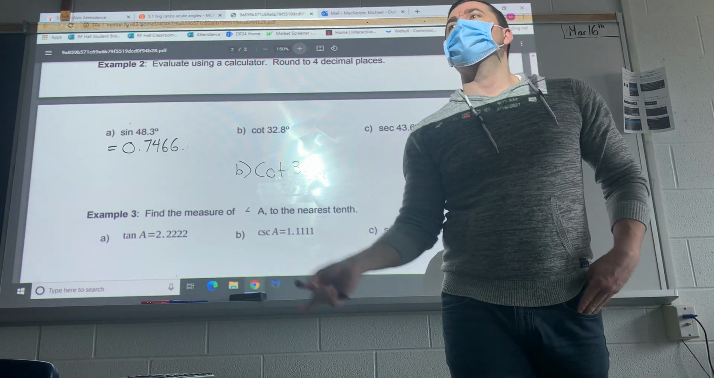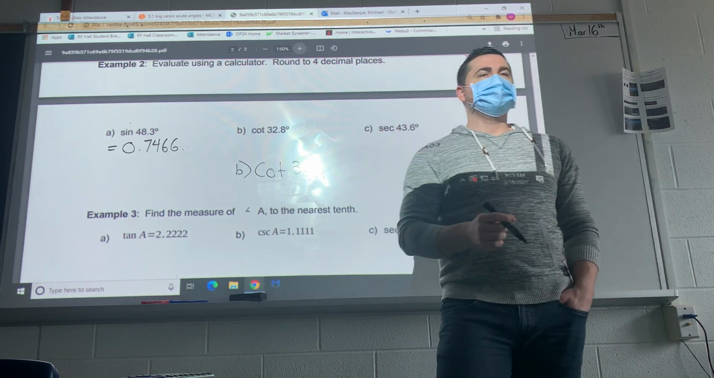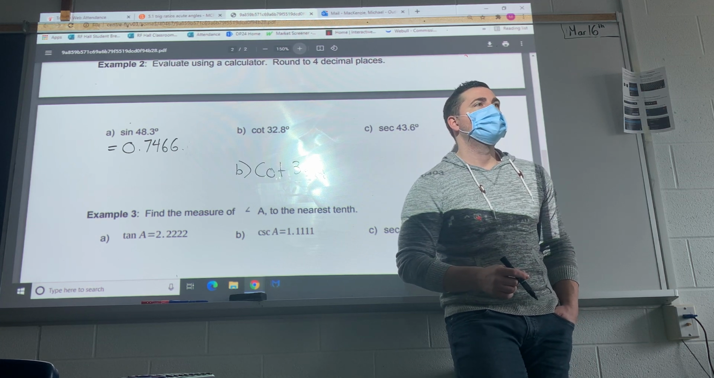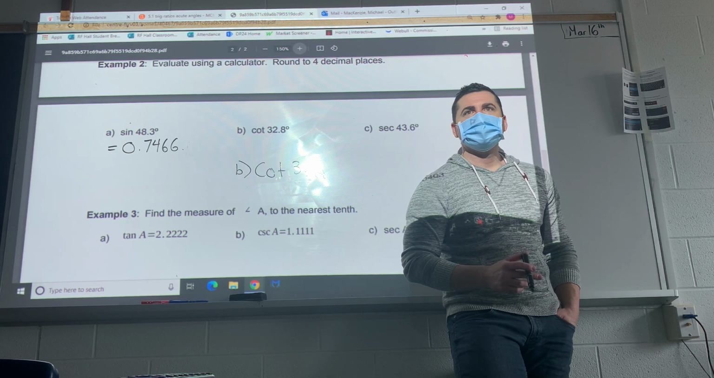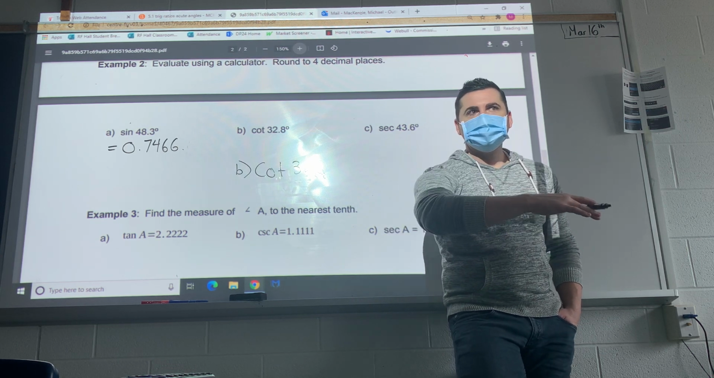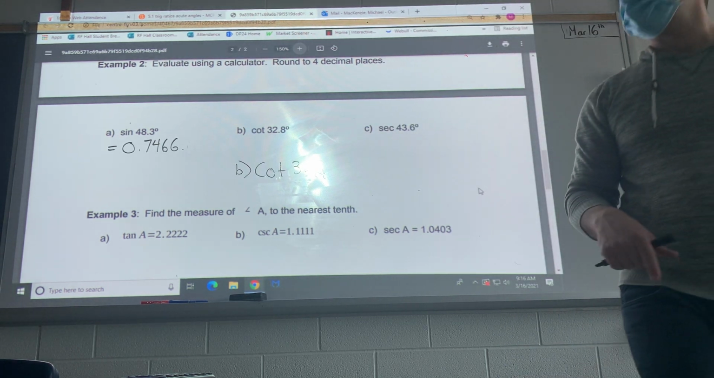We have to convert it into which one? What does cotangent relate to? Back in your notes. It's in the name. Cotangent relates to? Tangent, yeah. So cotangent relates to tangent.